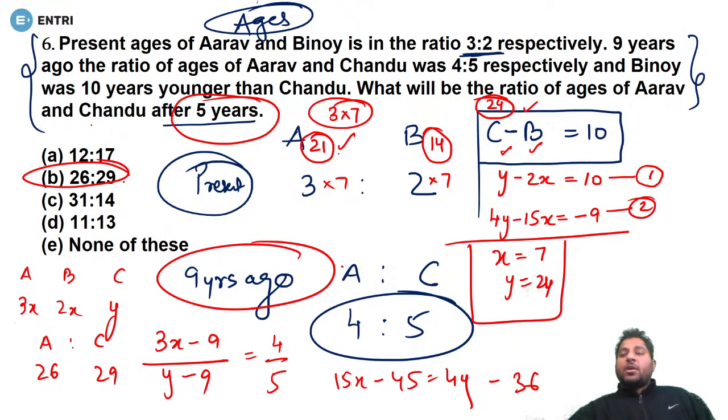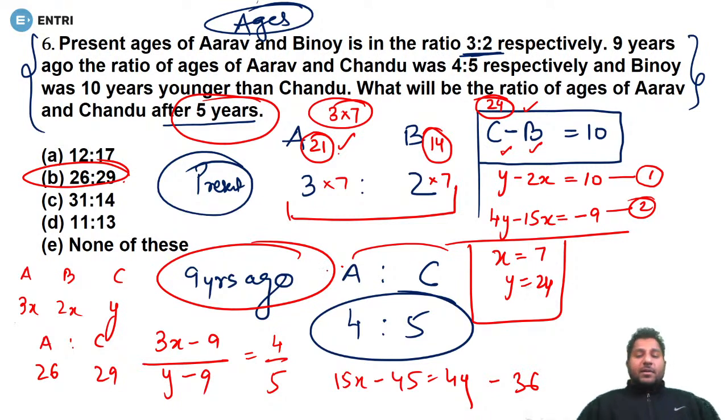Guys, you cannot use the ratio method in this question because the comparison has been given between Arav and Binoy and between Arav and Chandu. So there is no way you can solve this question without equations.